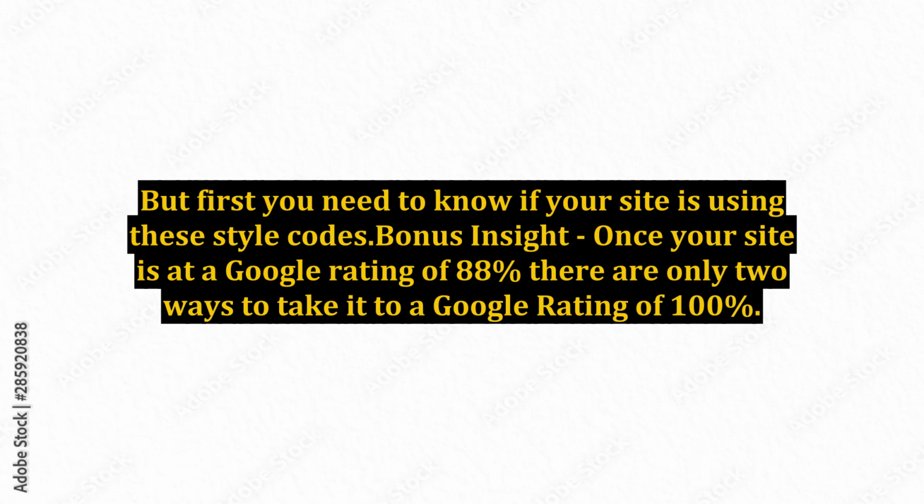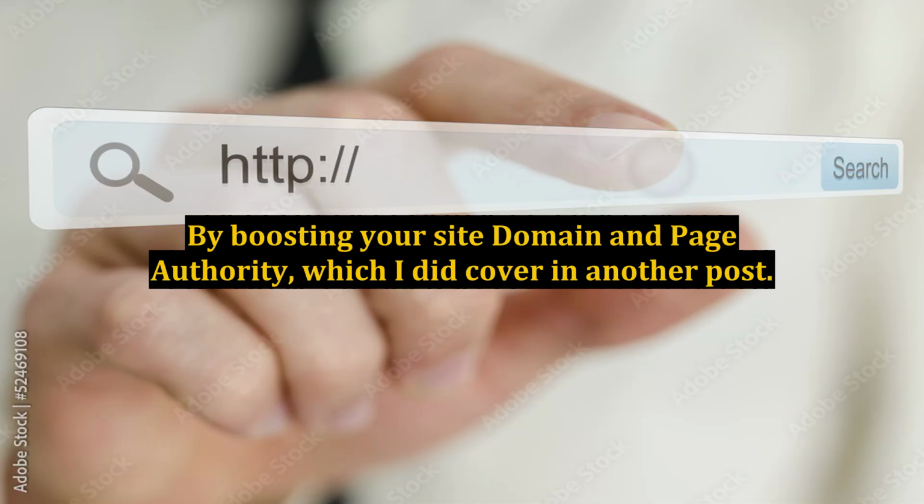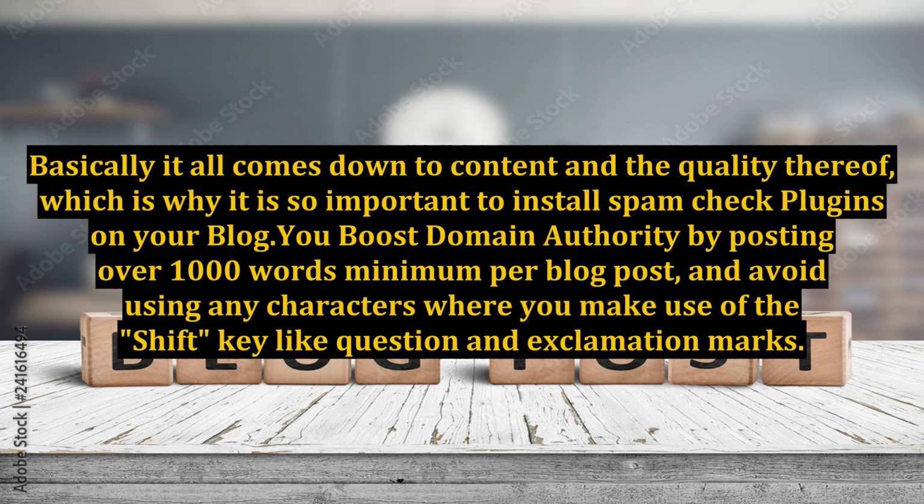Bonus insight: once your site is at a Google rating of 88%, there are only two ways to take it to a Google rating of 100%. By boosting your site domain and page authority, which I did cover in another post. Basically, it all comes down to content and the quality thereof, which is why it is so important to install spam check plugins on your blog.